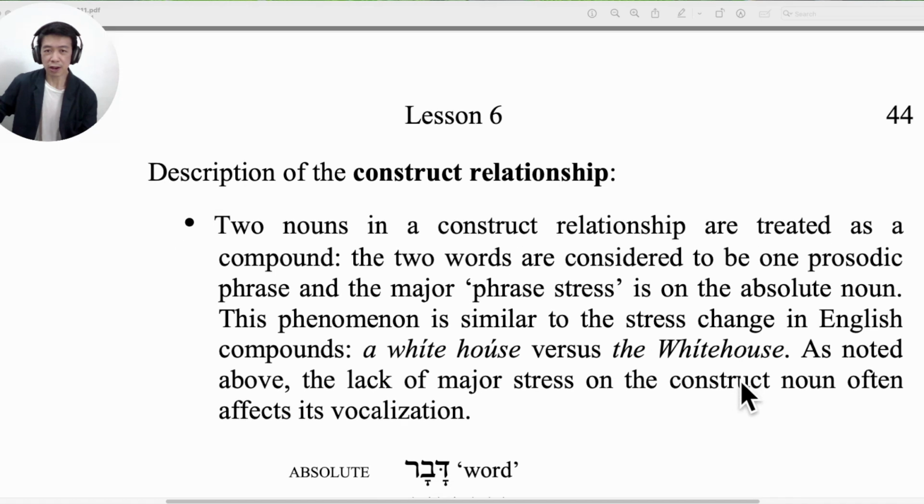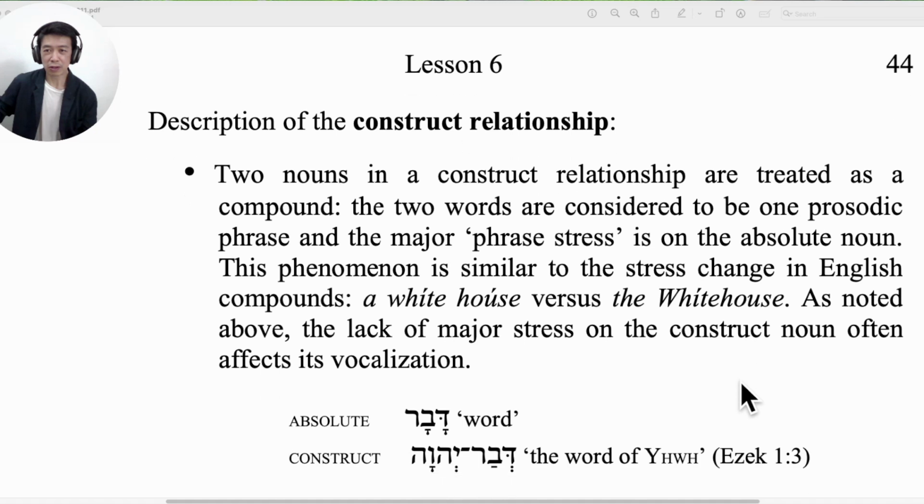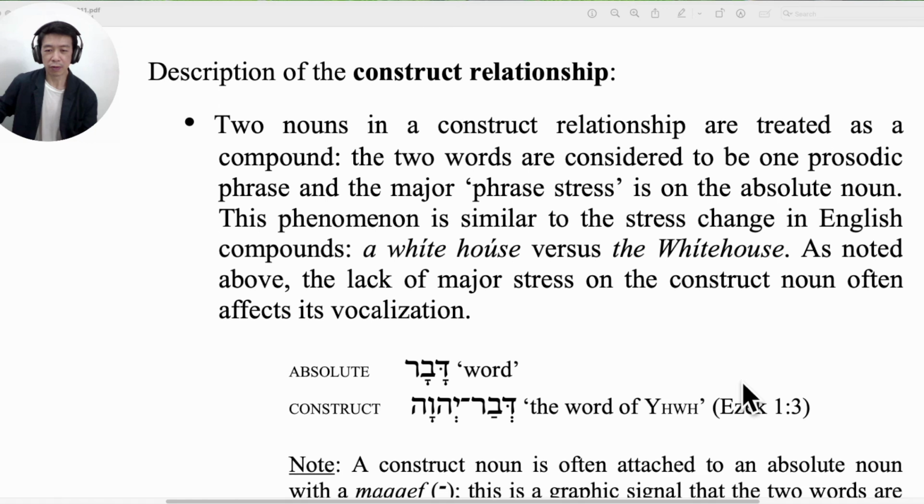When two nouns are in a construct relationship, they're treated as a compound. The two words are considered to be a prosodic phrase, and the major phrase stress is on the absolute noun. This phenomenon is similar to the stress change in English compounds, for instance, a white house versus White House. As noted above, the lack of major stress on the construct noun often affects its vocalization.